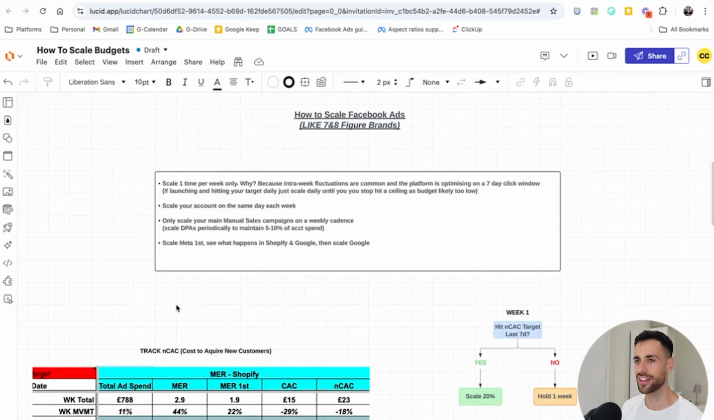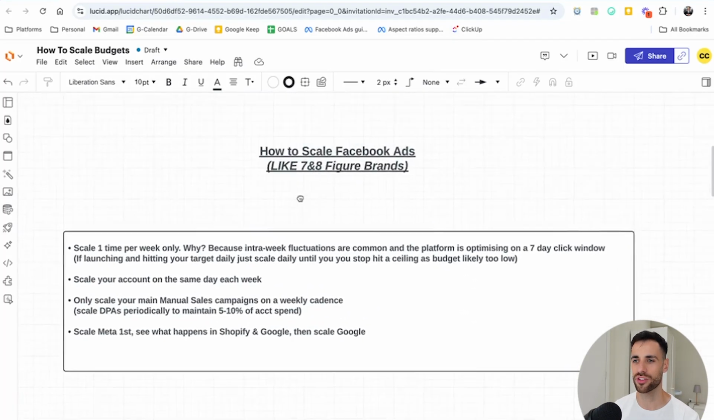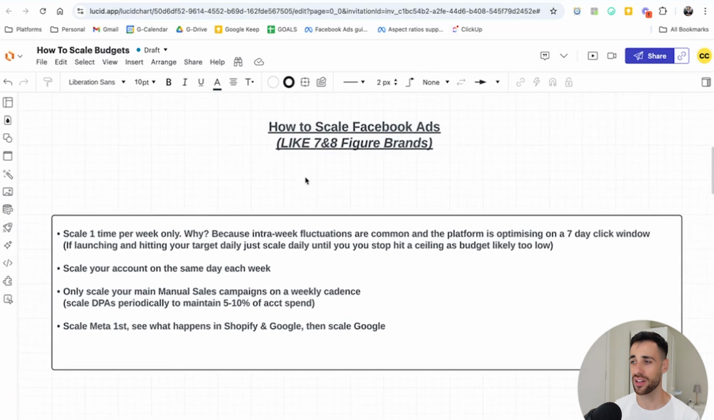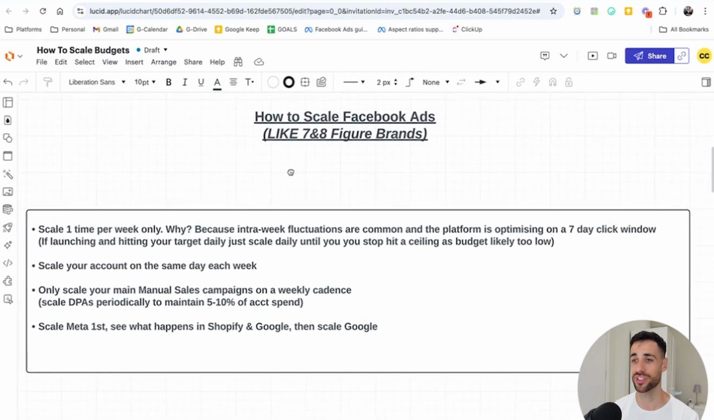How to scale Facebook ads budgets like 7 and 8 figure brands. So first of all, why do you want to scale like a 7 and 8 figure brand? Plain and simple, it's the correct way to scale.